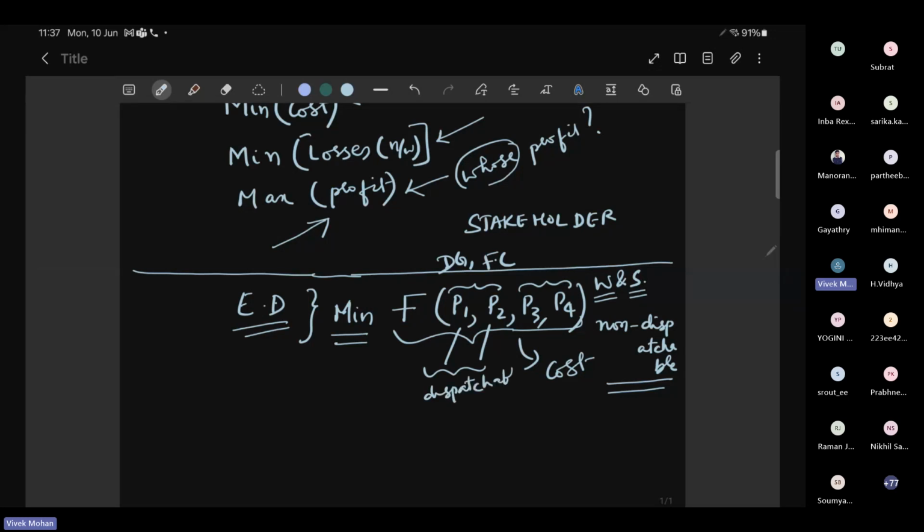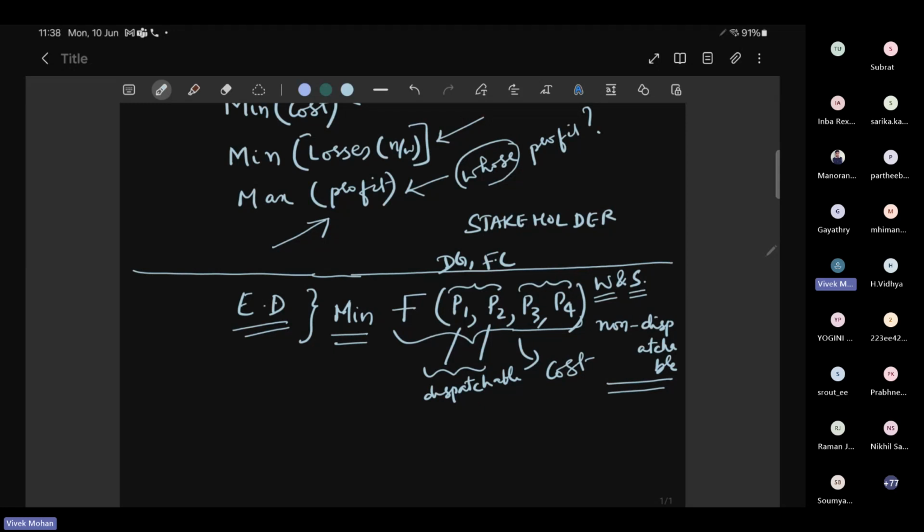So how do we treat these variables, whether they are deterministic or stochastic? P1 and P2 are dispatchable sources. So to minimize cost, whatever P1 and P2 are required could be dispatched from units 1 and 2. But P3 and P4 are not like that. It is not possible to dispatch whatever we want. It depends on the availability, and the availability is also unpredictable.